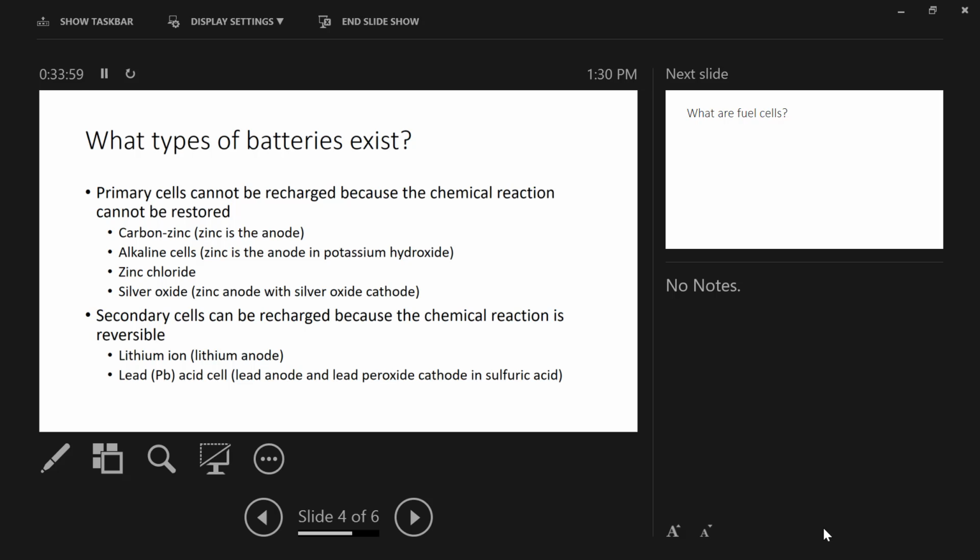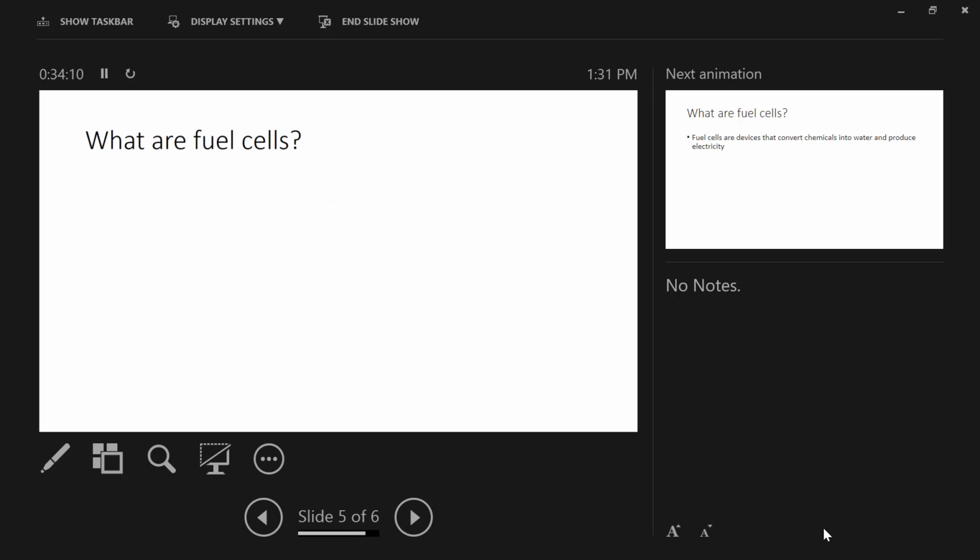So I mentioned a few minutes ago that during your lifetime, you will probably see the disappearance of traditional batteries, both primary and secondary cells, to be replaced by what we call fuel cells. So the next question we're going to answer, this is question number 4. What are fuel cells?